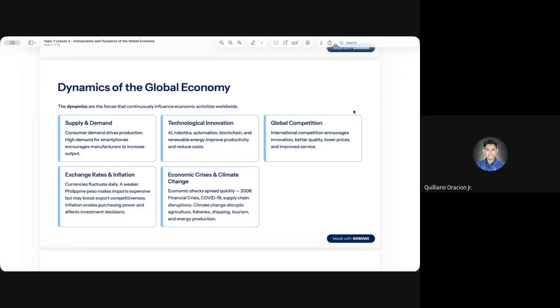Now, let's connect everything. Can international trade work without transportation? The answer is no. Can transportation work without workers? No. Can businesses operate without consumers? No. Everything is connected.